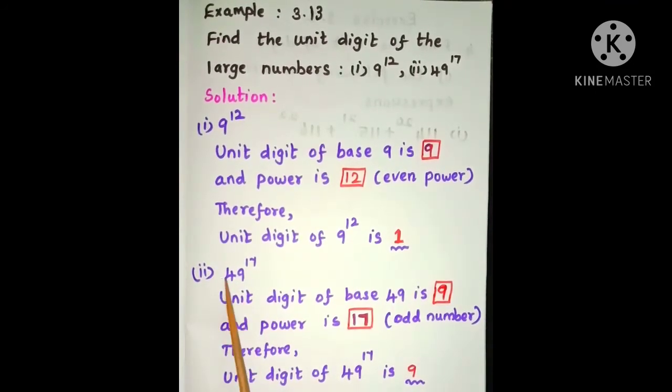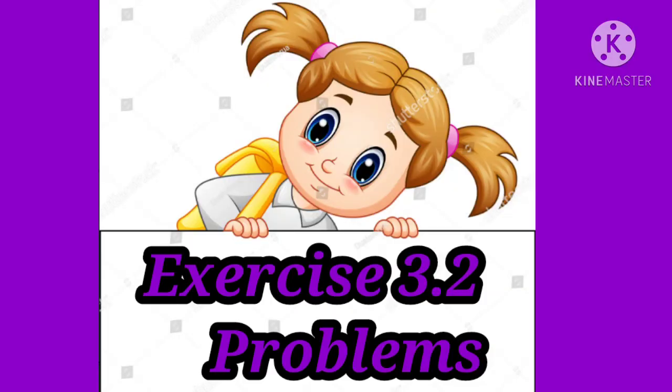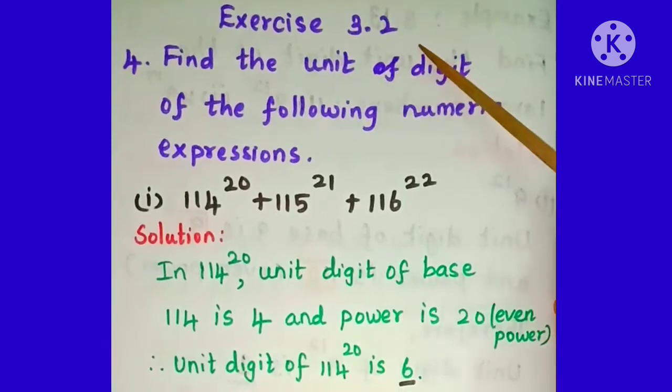See here, the unit digit of the base is 9 and the power is 79, which is an odd number. So the unit digit after the expansion is 9 for the odd power. Exercise 3.2 problems.